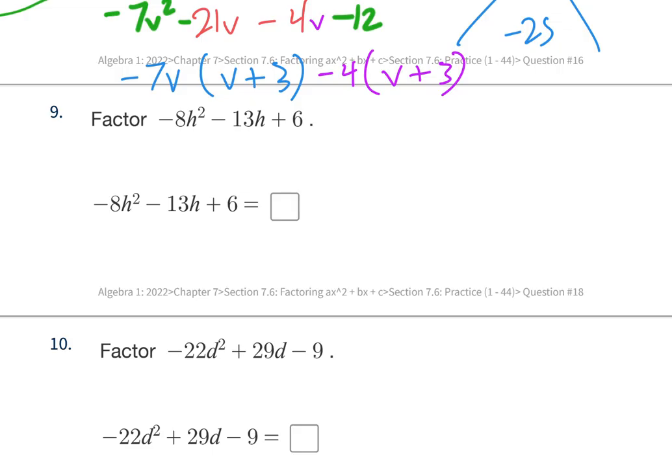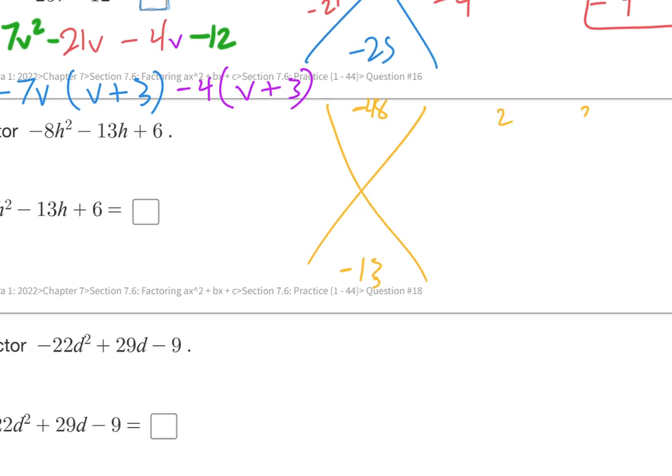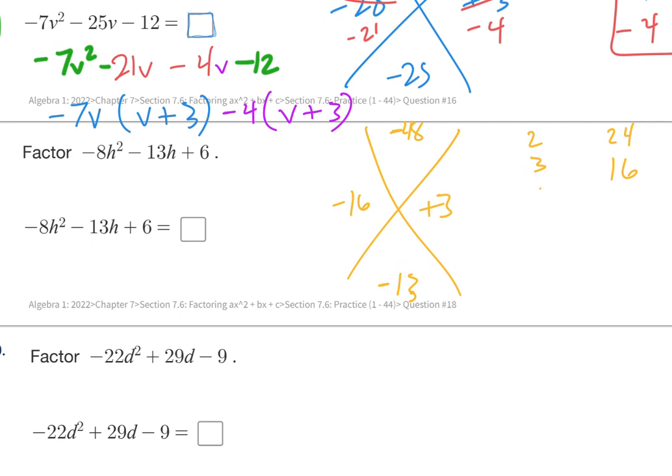Next. Okay, negative 8h squared minus 13h plus 6. We got negative 48. We got negative 13. Let's see. 2, 24, 3, and 16. Let's see. So if we did negative 16 and positive 3, does that work? I'm just thinking because the last one, just real quick, we have 4 and 12 and 6 and 8. Yeah, I'm pretty sure that's it.